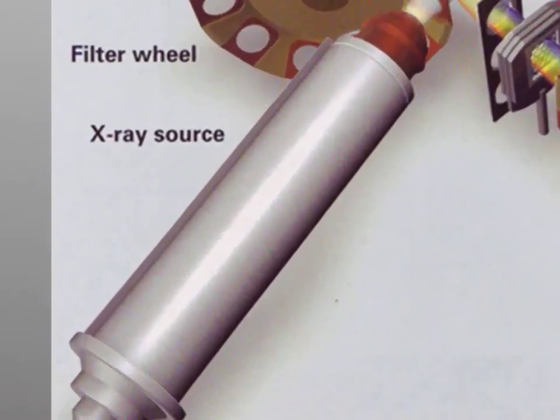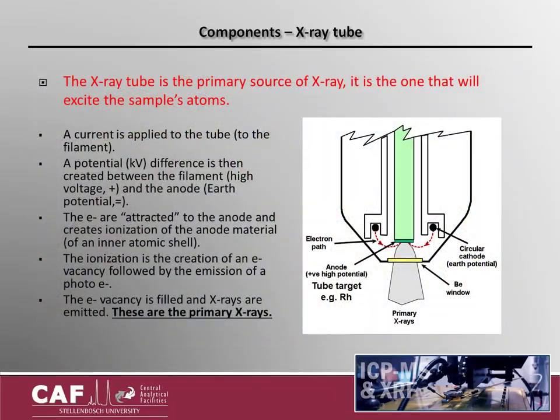So let's start with the X-ray tube. The X-ray tube is the primary source of X-rays that is needed to excite the atoms in the sample. So how does an X-ray tube create primary X-rays? A current is applied to the filament in the tube. A potential difference is then created between the filament and the anode, where the electron is attracted to the anode and creates ionization of the anode material. The ionization is the creation of an electron vacancy, which in turn is followed by the emission of a photon. The electron vacancy is filled and a primary X-ray is emitted.